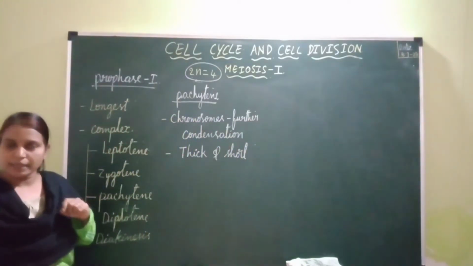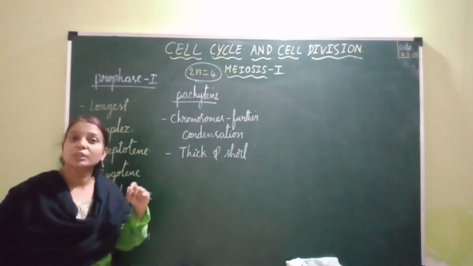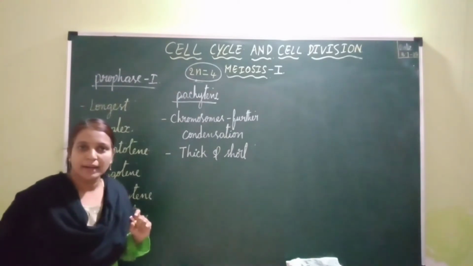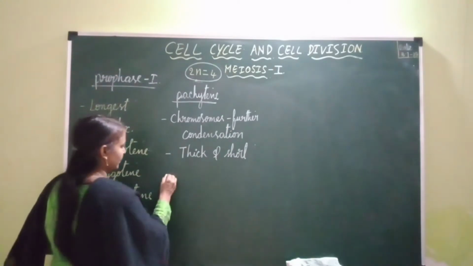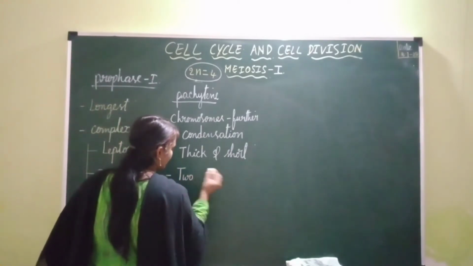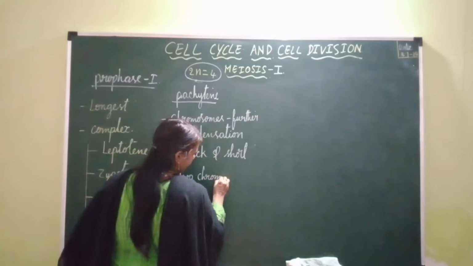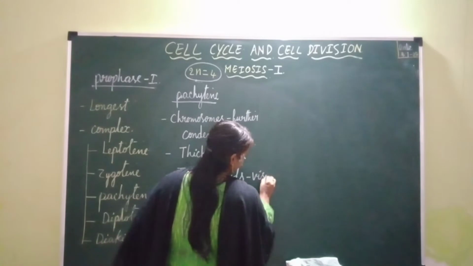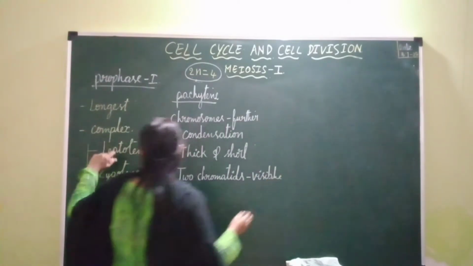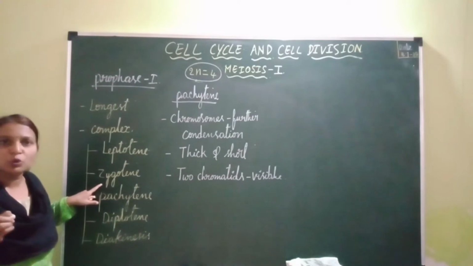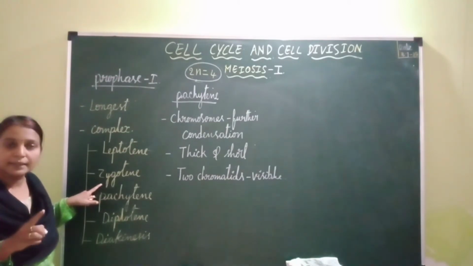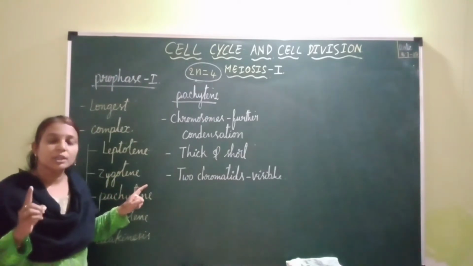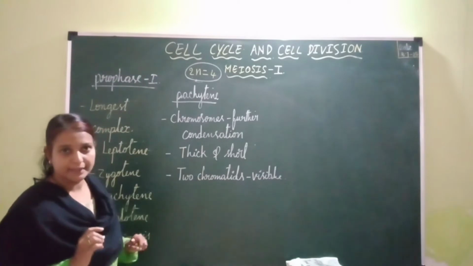During this stage, each chromosome appears to be having 2 chromatids. So 2 chromatids are visible in each chromosome. Previously, during leptotene and zygotene, each chromosome is with 2 chromatids, but it appears to be having only 1 chromatid. But during this stage, in each chromosome, 2 chromatids are visible.